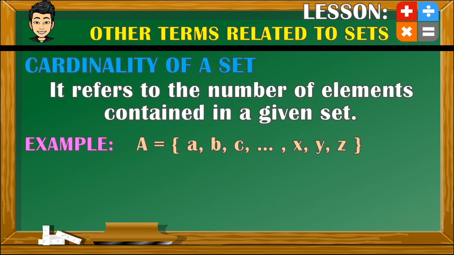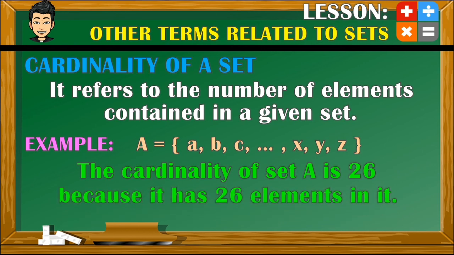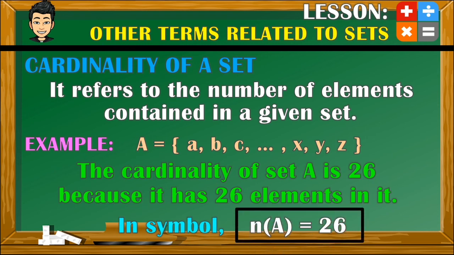In this case, obviously, the elements are letters in the English alphabet. So, if we count from A to Z, we can say that the cardinality of set A is 26 because it has 26 elements in it. In symbol, we can write it like this instead. So those are the other terms related to sets. Before we end our video, take note of the following.